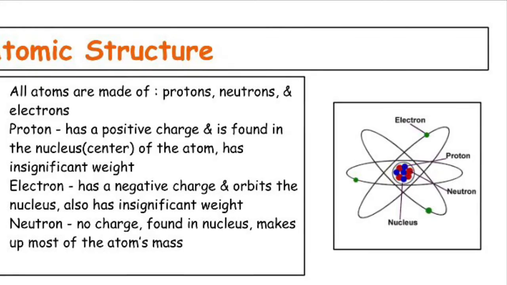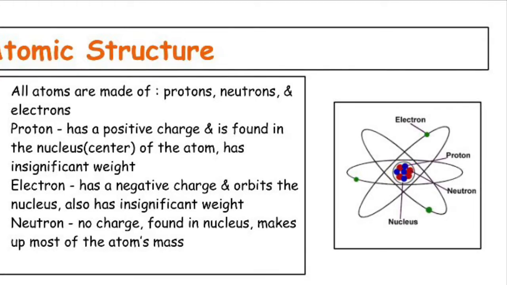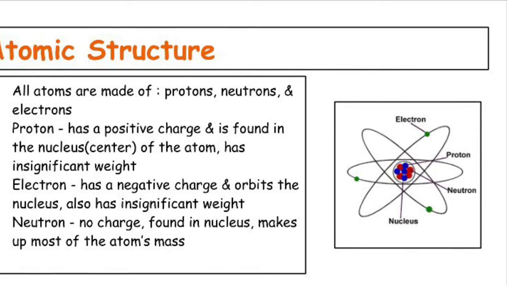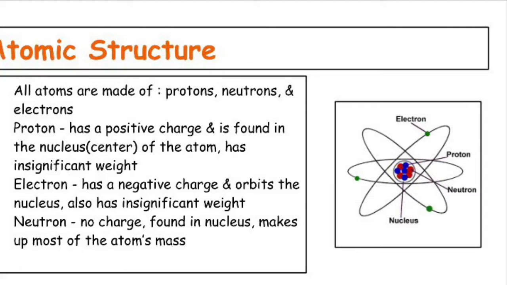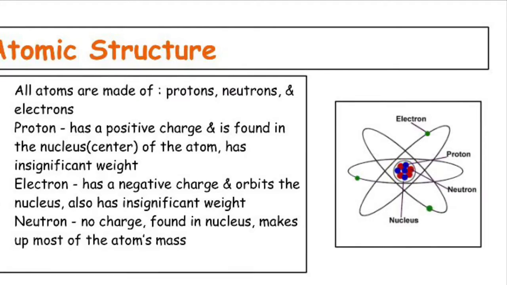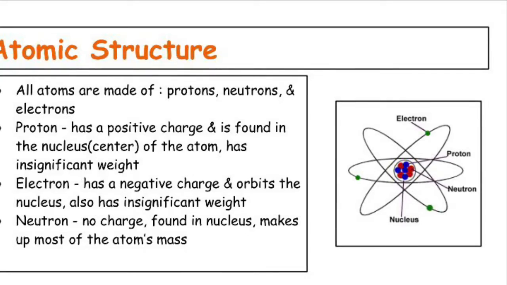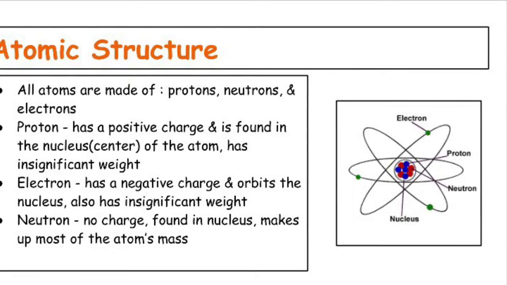The neutron has no charge and is also found in the nucleus, and it makes up most of the mass of an atom. Orbiting the nucleus is the electron, which has a negative charge and also has insignificant weight like the proton. The amount of protons determines what kind of atom it is, and if the amount of protons and electrons are equal, then the atom is relatively stable.